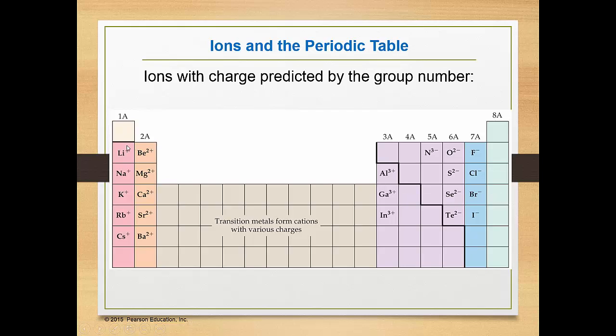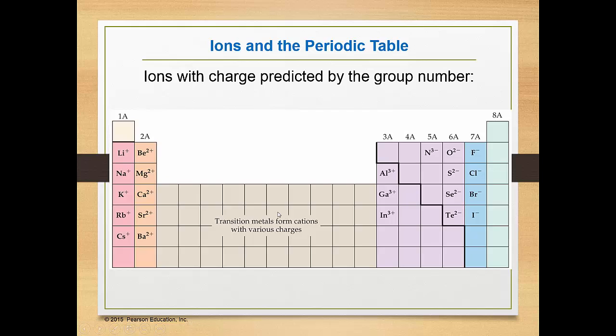So just remember 1A, 1 plus. 2A, 2 plus. 3A, 3 plus. Skip 4A. 5A, 3 minus, 6A, 2 minus, 7A, 1 minus. So here's my dividing point at 4, and I go 3, 2, 1 negative, and then 3, 2, 1 positive.